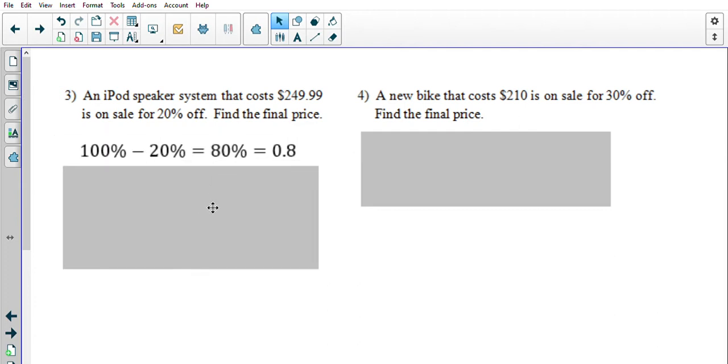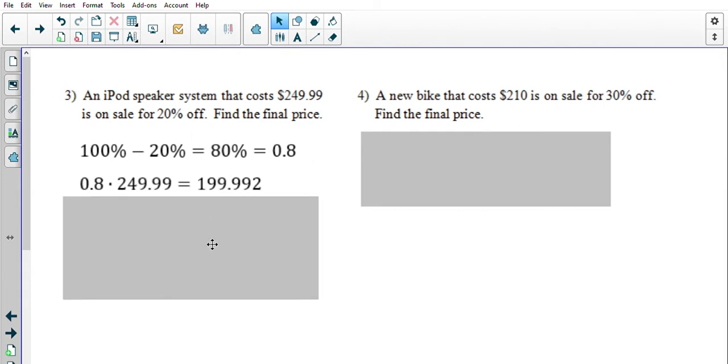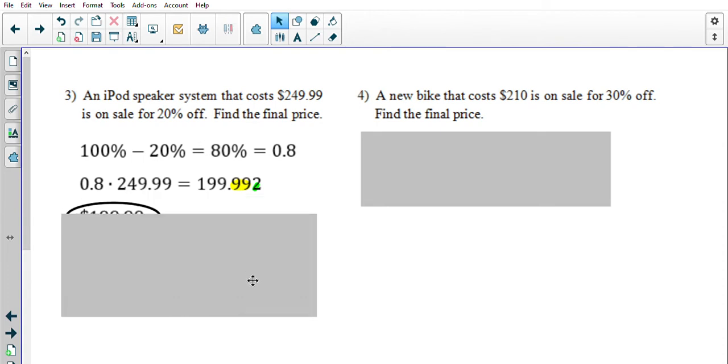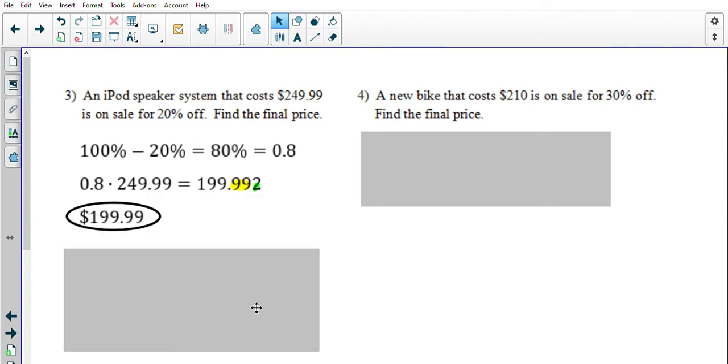So 100% minus 20% is 80%. That's 0.8. Take 0.8 times $249.99. We get $199.992. Again, I need 2 numbers after the decimal point. That's the 2 nines. Since the next digit is a 2, the 9s stay the same, and it's $199.99. Watch that rounding. We're going to practice this within our problems, so pay attention to how you round your solutions.